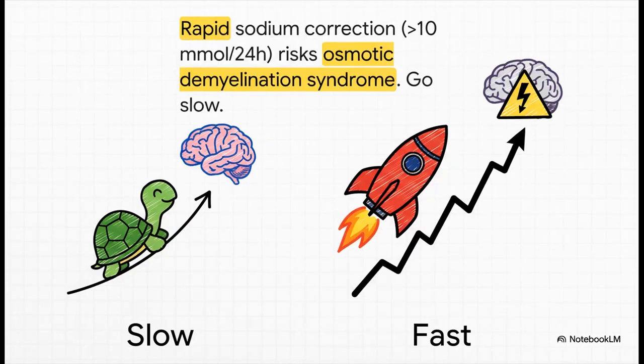And one last thing on sodium, and this is a huge safety point. When you're fixing low sodium, you have got to go slow. I mean, really slow. If you correct it too fast, we're talking more than 10 millimoles in a 24-hour period, you risk causing a truly devastating condition called osmotic demyelination syndrome. So, remember the rule, slow and steady wins the race here.